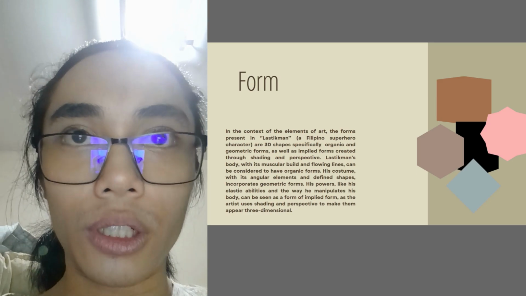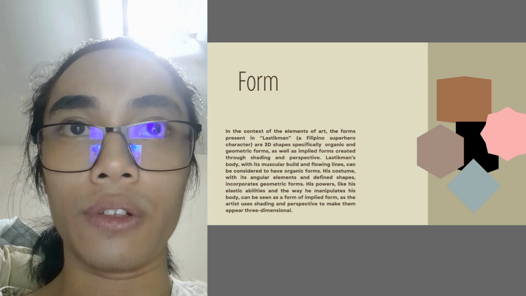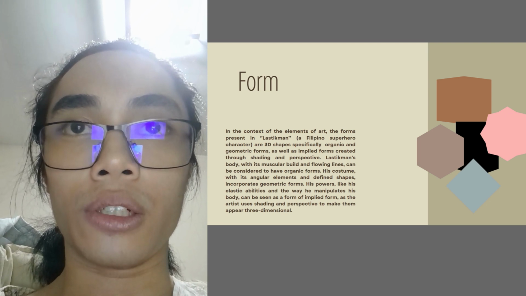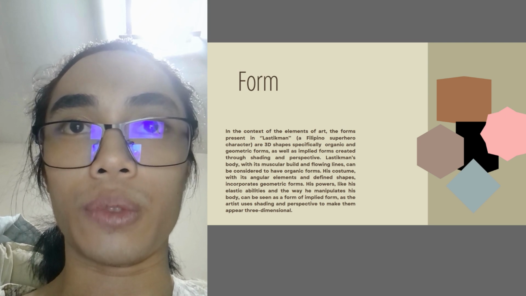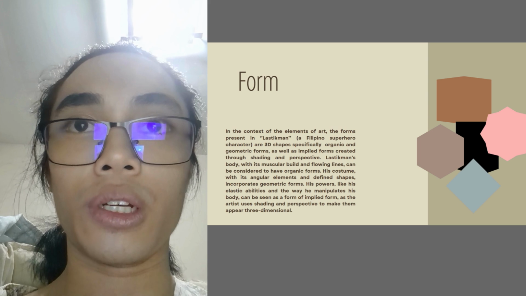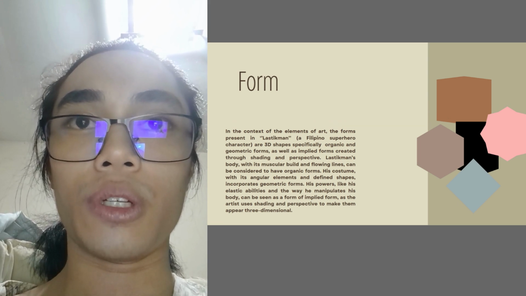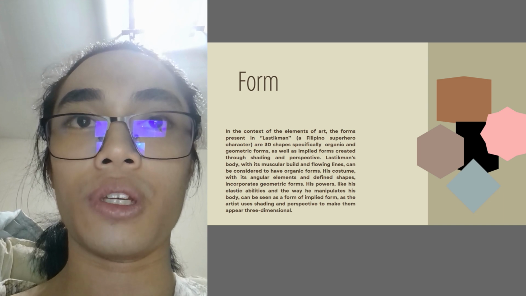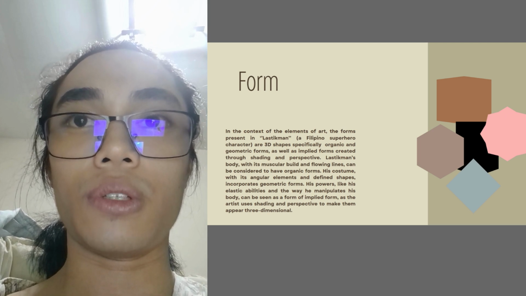Form. In the context of the elements of art, the forms present in Elastic Man, a Filipino superhero character, are 3D shapes, specifically organic and geometric forms, as well as implied forms created through shading and perspective. Elastic Man's body, with its muscular build and flowing lines, can be considered to have organic forms. His costume, with its angular elements and defined shapes, incorporates geometric forms.